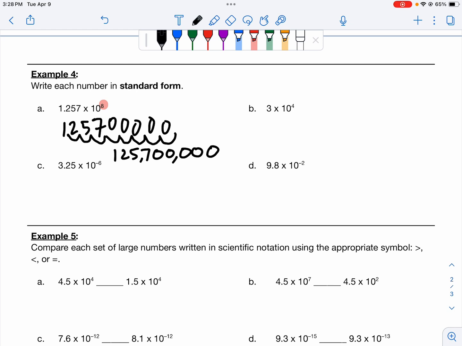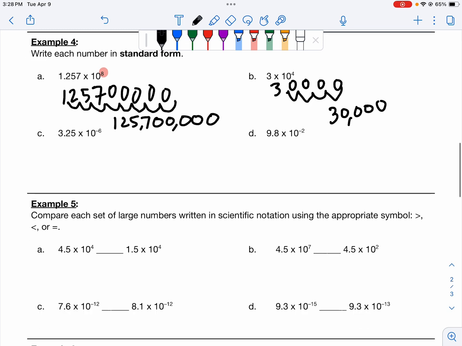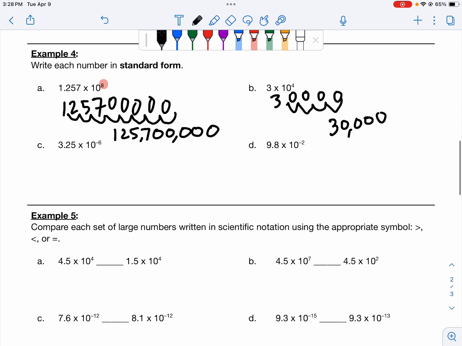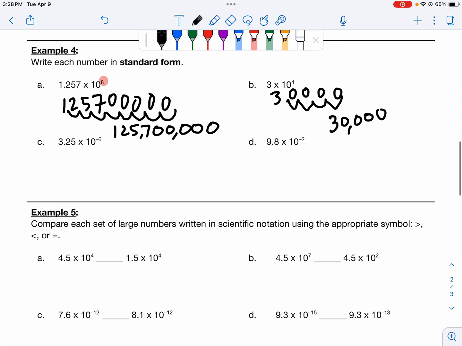This next one, we write the 3 down. The decimal place is right there. We're going to move it 4 times. 1, 2, 3, 4. We're going to place a 0 in each one of those spots. So we have a 3 followed by 4 zeros. That number would be 30,000. All right, so now here on C, we are going to go ahead and write down 3.25.